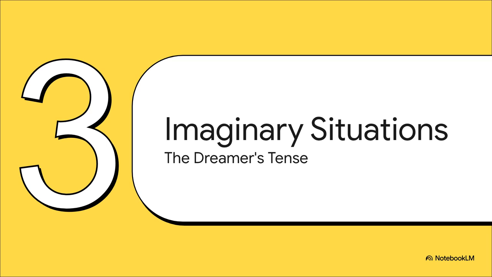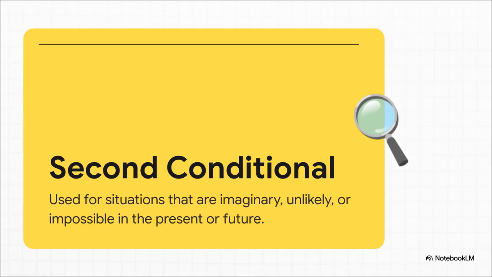It's time to talk about what I like to call the dreamer's tense, the second conditional. This is your go-to grammar for all those what-if questions, for giving really good advice, and for talking about all your biggest dreams. The most important thing to get here is that the second conditional is for things that are not real right now. Not real. We're talking about imaginary situations, hypothetical ideas, or things that are just super unlikely to ever happen. It is literally the language of your imagination.